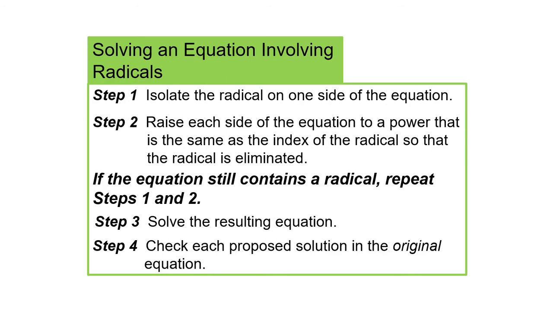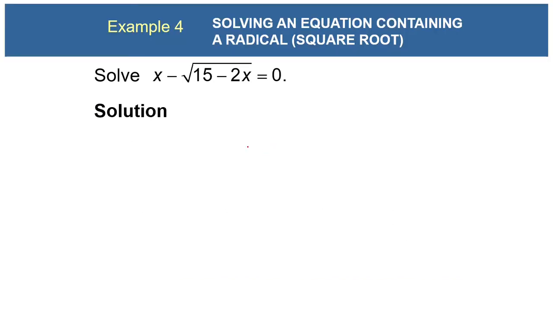Step 3, solve the resulting equation. Step 4, check each proposed solution in the original equation, making sure it works. Example 4, let's solve x minus the square root of 15 minus 2x equals 0.